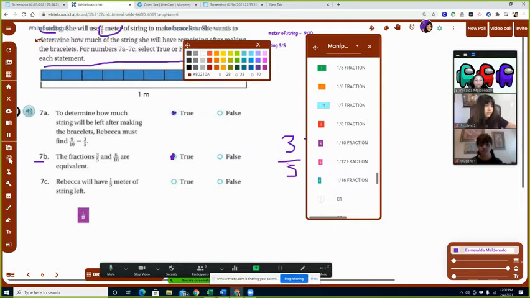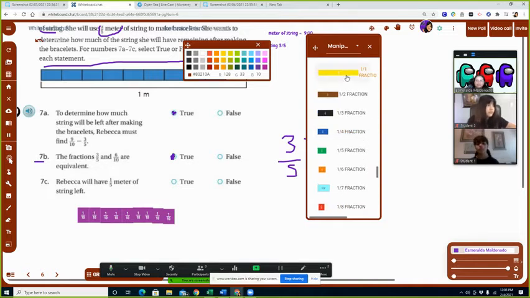So I have 1, 2, 3, 4, 5, 6, 7, 8, and they don't overlap that well. So wait, 1, 2, 3, 4, 5, 6, 7, 8, 9. And I always want to put my one whole fraction strip on the top, so I have something to compare it, right? So I will put that one here. And then one more will be 10 out of 10.